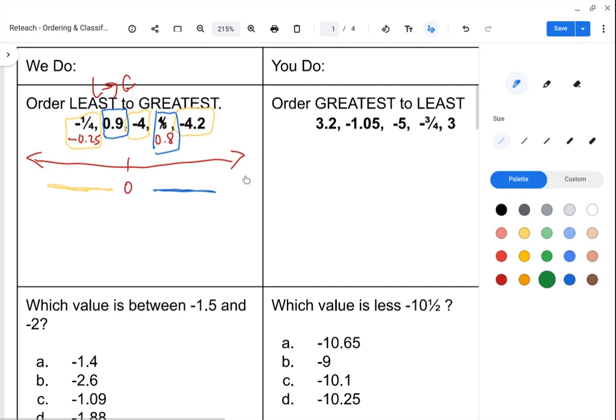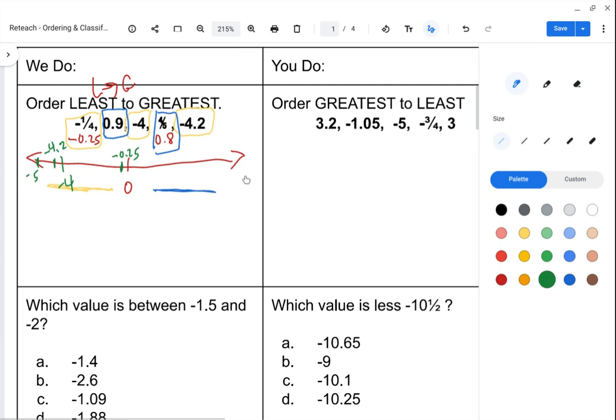So first one, -25/100. That's less than 1, so it's going to be very close to 0. So right there I would have -0.25. Then I have -4. That's going to be down here, -4. And then -4 2/10 is less than -4, so it's going to be right here, -4.2. Because over here somewhere would be -5, right? So -4 2/10 is between -4 and -5.